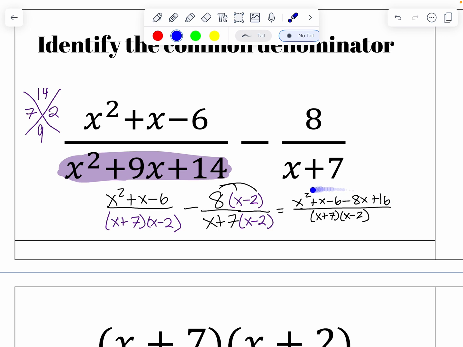But again, simplify after you have done the subtraction or the addition. Do not try and cancel things out beforehand, because that's undoing work. That's making your life harder in the long run. Okay? So that's that.